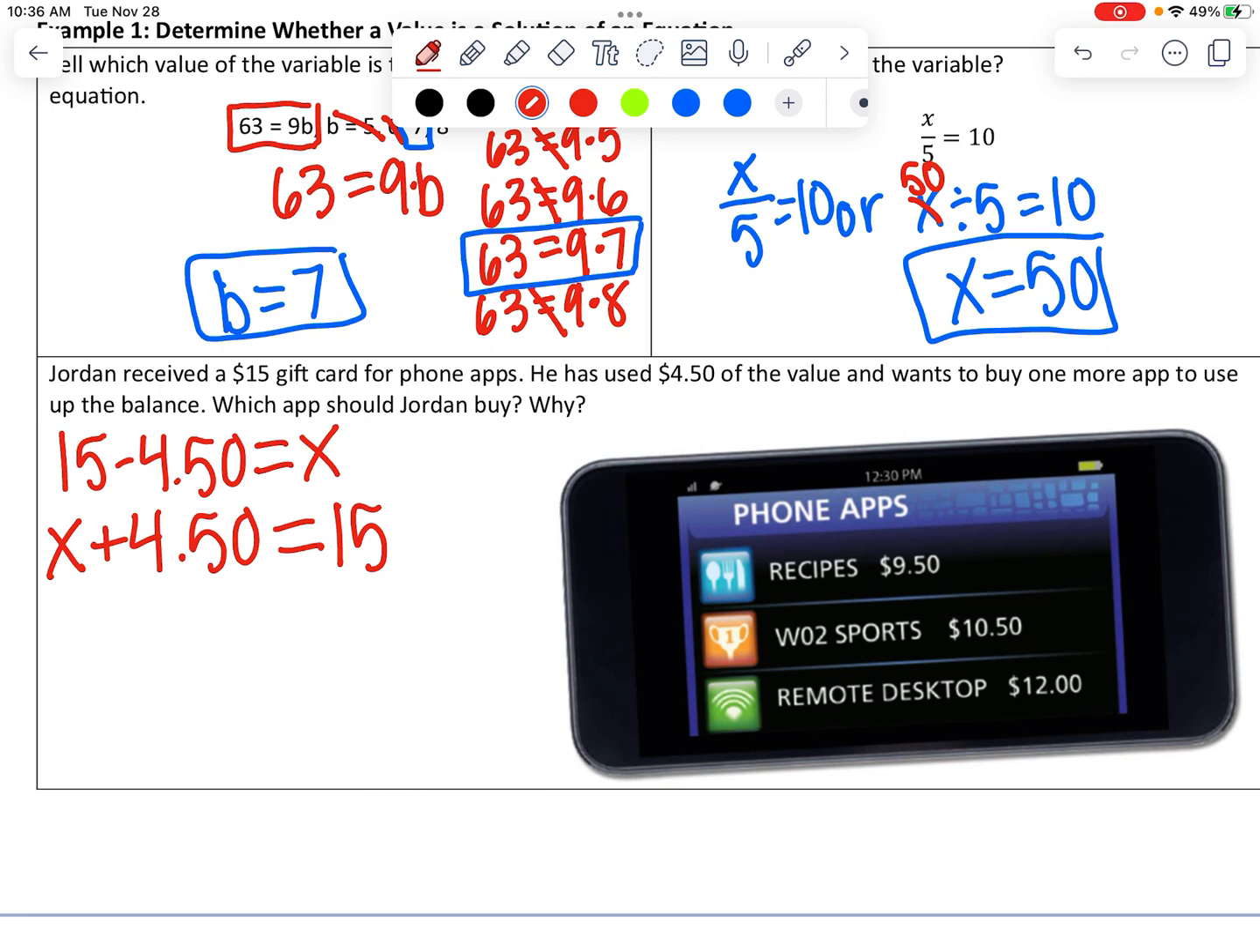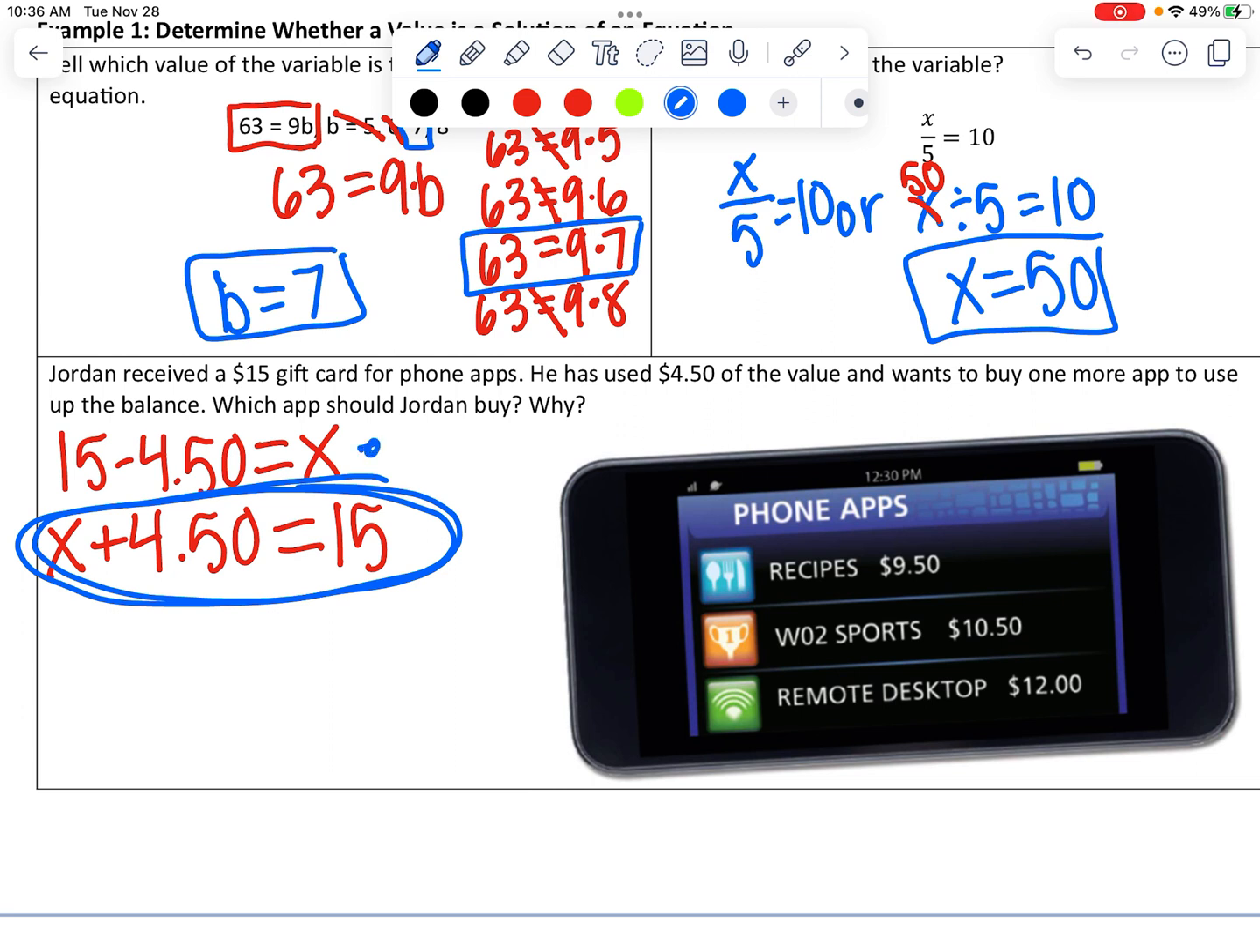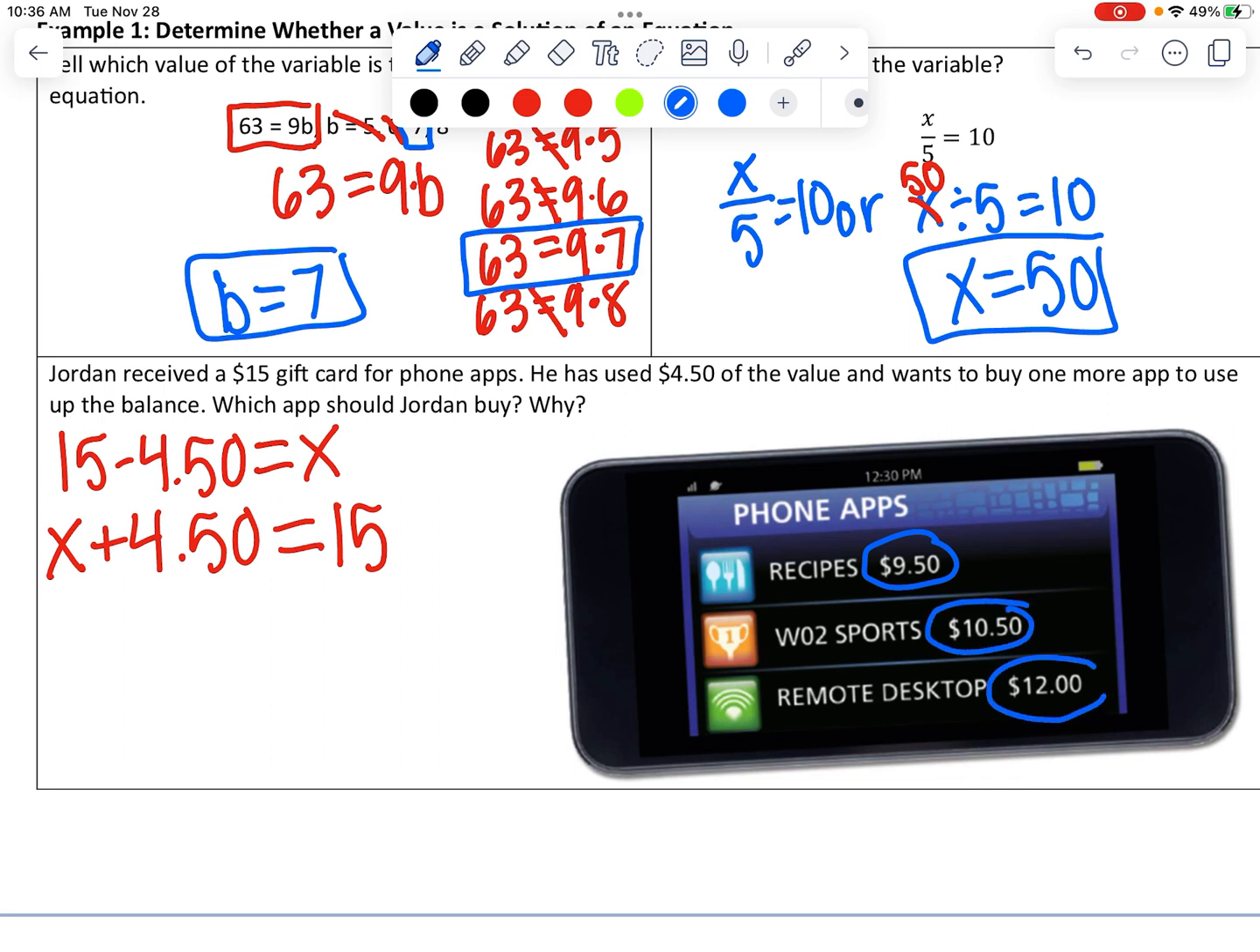On the homework, you're going to mainly see it like this, with the variable on the same side as the number. Okay. Most of the time, the variable like this one is not going to be by itself. Okay. But so he wants to know which app should Jordan buy. So we have the recipes app for $9.50, a sports app for $10.50, and then a remote desktop for $12. Okay. All you do, you can pick one of these equations and solve it.